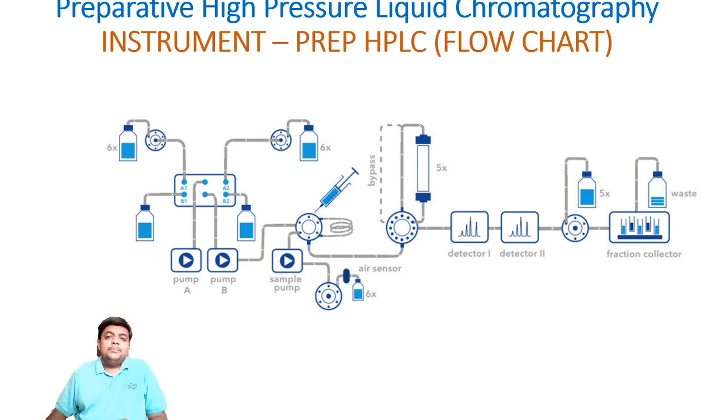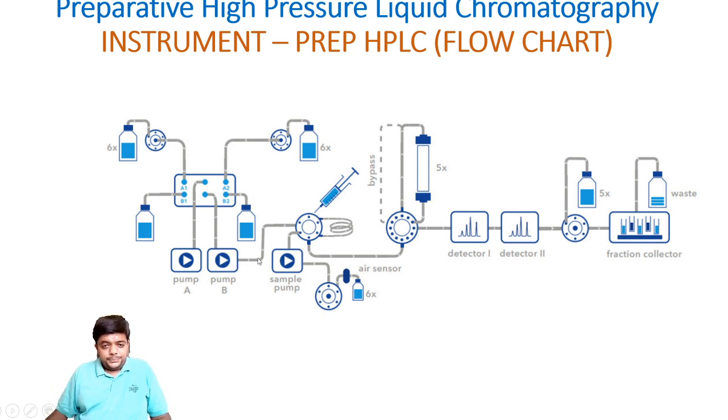This is a very important flow chart. Over here you can see that there are four vessels, which are generally the solvent reservoir tanks. It is a gradient system. These are two access pumps which are used to generate high pressure.